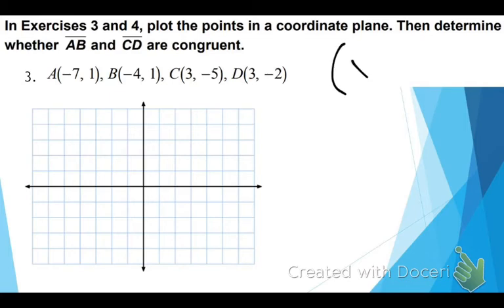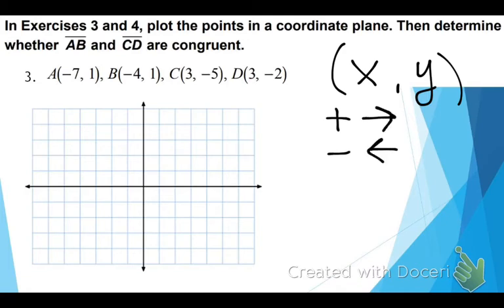So every coordinate point is an x and a y. So the x, if the x is positive, what direction will you move? Right. To the right. If the x is negative, you will move to the left. If your y is positive, you will move up. And if your y is negative, you will move down.